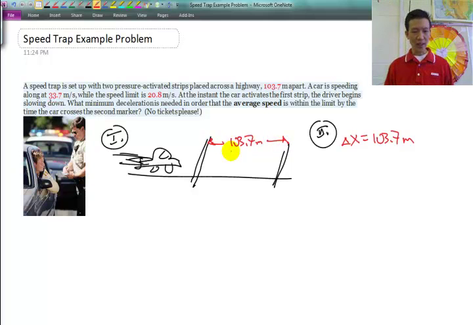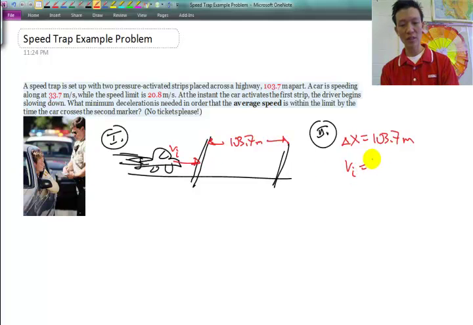Next, the car is driving at 33.7 meters per second. So what's that? That's the speed you're going when you first cross the first strip. How do you say your speed at the start? That's your V initial, V_i, 33.7, okay?